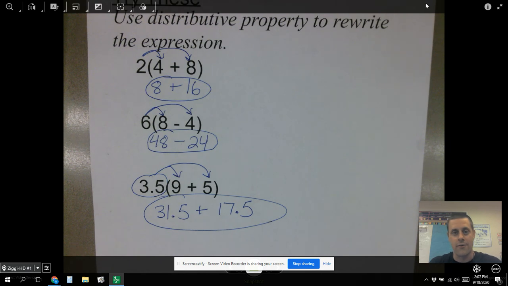Boys and girls, that's it for your introduction to the distributive property. Please complete the independent practice assignment on distributive property. Take a picture of your work and upload that image file for submission.